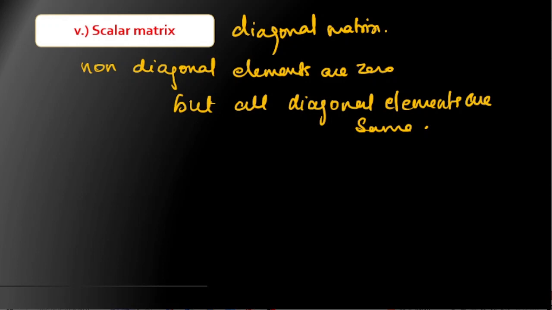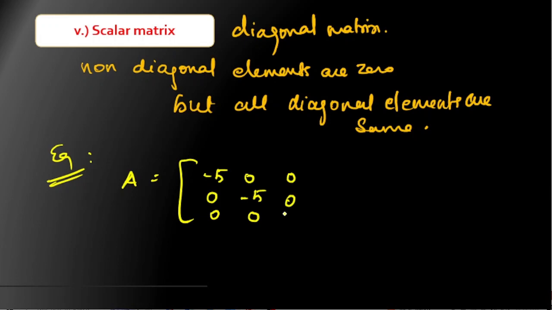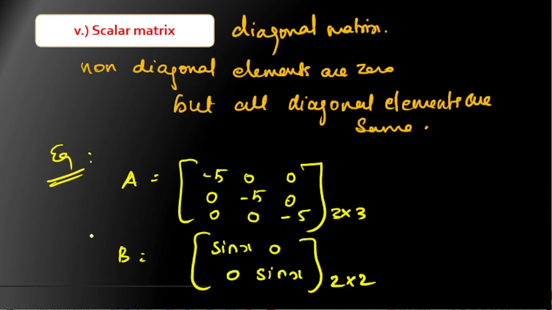So just take a look at it. For example, A: if it is going to be minus 5, then in all the places you will have minus 5 only. That is called a scalar matrix. Or you have sin x; here also you will have sin x only. That is called a scalar matrix. That is the difference between the scalar matrix and the diagonal matrix. Clear?